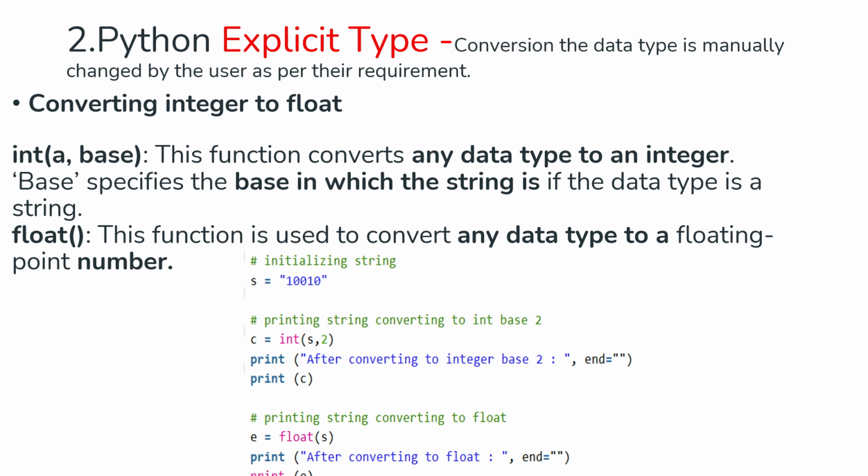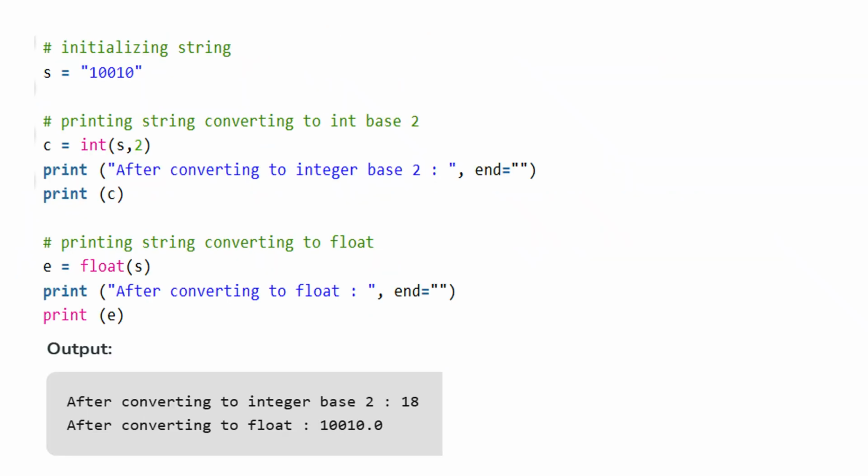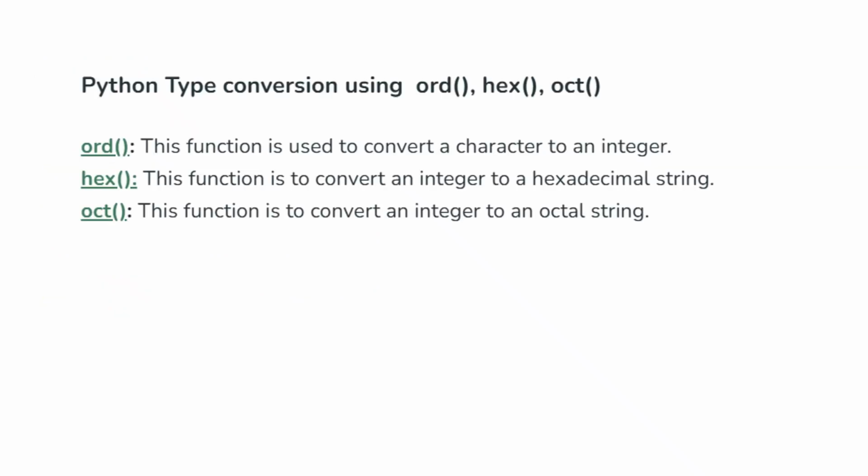So int is used to convert anything to an integer. Float is used to convert any data type to a floating point number. So this is the simple program with the base 2 for integer and float.